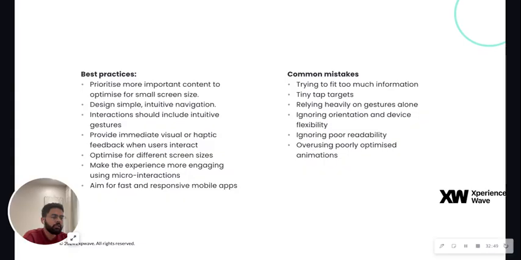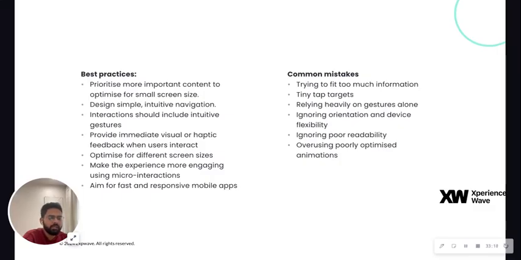Some of the common mistakes that we should be aware of so that we could avoid are cluttered screens, trying to fit too much information on a small screen. It will overwhelm the user as well as impact the navigation as well. Tiny tap targets, where you are making use of very small buttons or links that are hard to tap. These will frustrate the users, and might also lead to a lot of user errors as well.